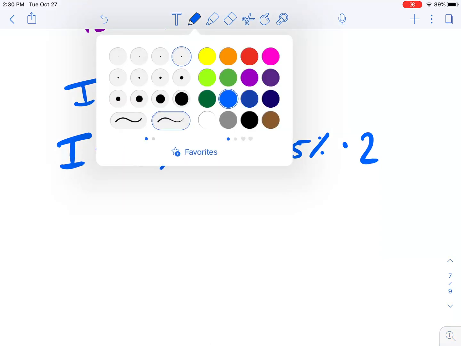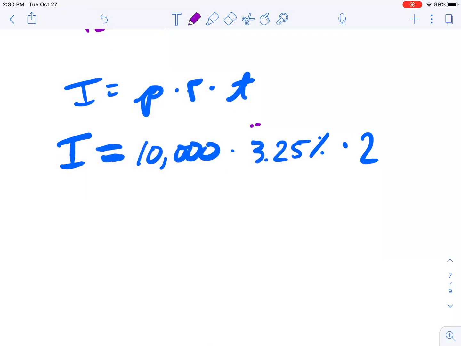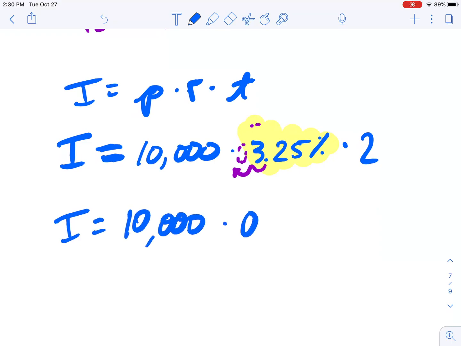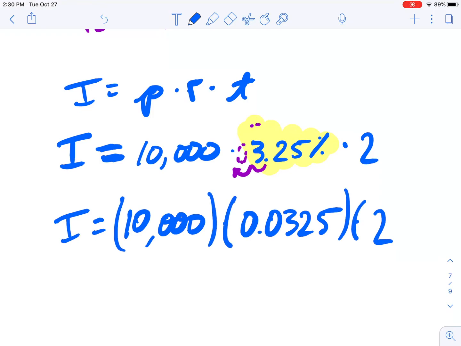Now remember, we can't actually multiply all this yet because this is a percentage, right? So we need to move the decimal 2 times to the left. So what we end up getting, this is what we put in our calculator: 10,000 times 0.0325 times 2. Now these are all different numbers, and if you want, I think Edgenuity might use parentheses for these.